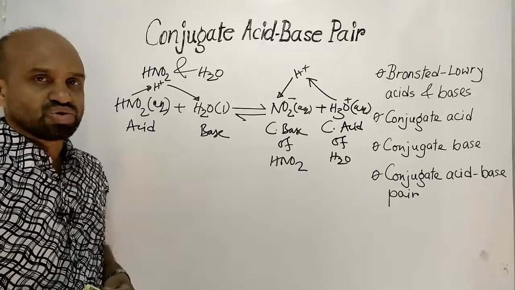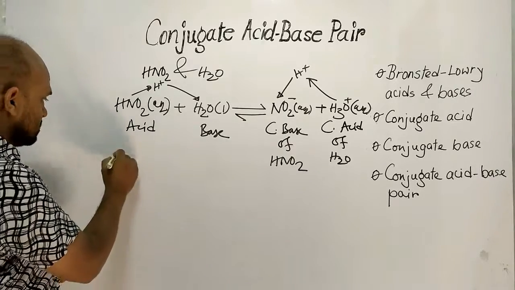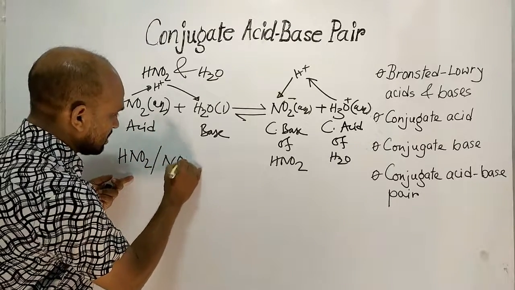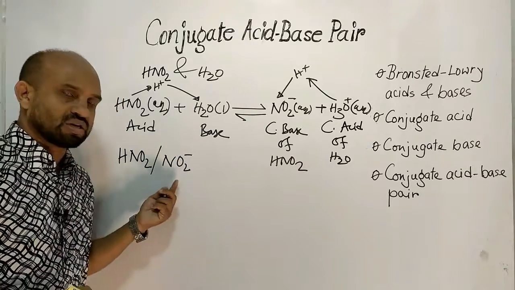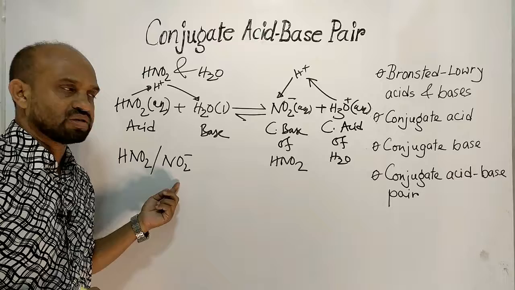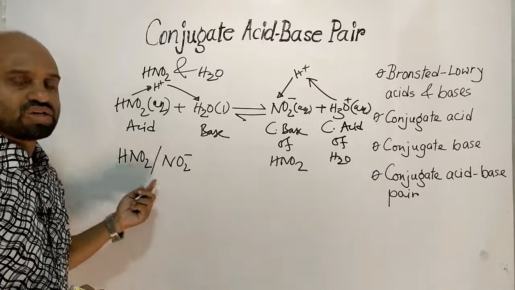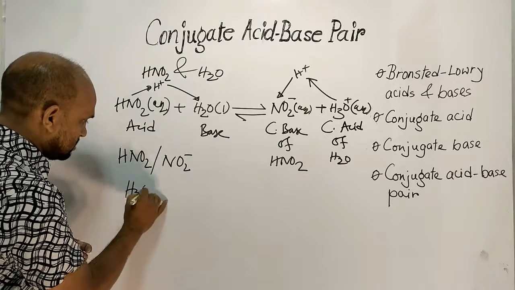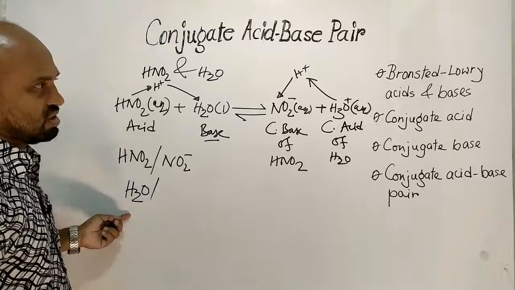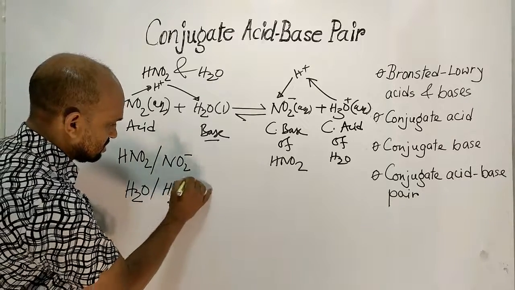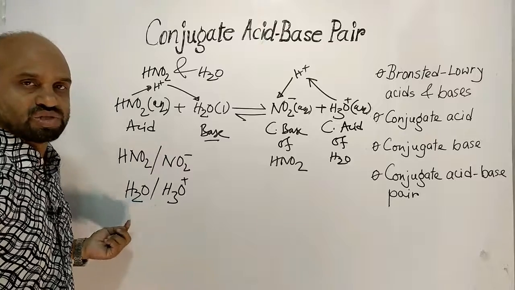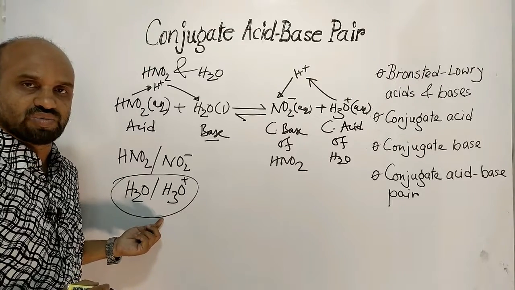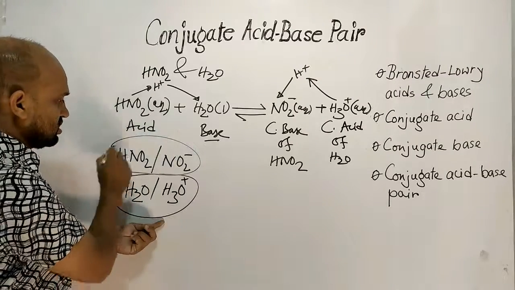Now let's see the conjugate acid-base pairs. This is acid and its conjugate base is nitrite ion. So this acid and this conjugate base is a conjugate acid-base pair in this reaction, and this is Bronsted-Lowry base, and hydronium ion is the conjugate acid of this base. So this pair is another conjugate acid-base pair, like this pair.